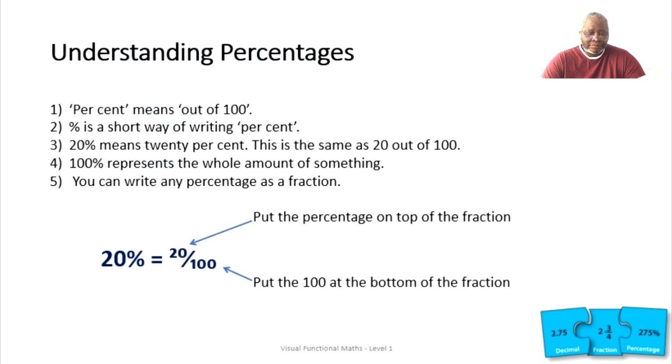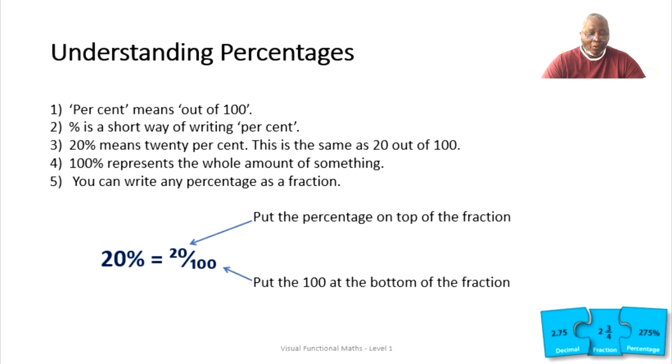Let's look at percentages. Percent means out of 100, and the sign is the %, which is a short way of writing percent. In maths, you cannot write 100 and then spell percentage to do your calculation. It will look a little bit awkward. So 20 and that sign means 20%. This is the same as 20 out of 100.